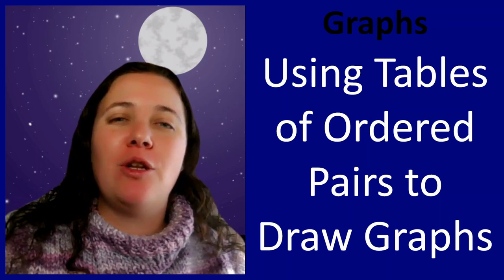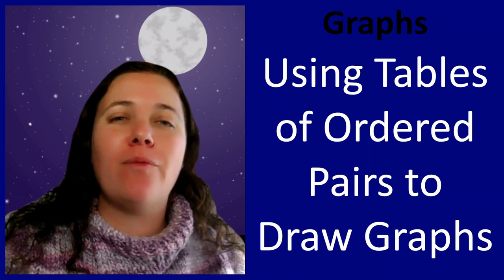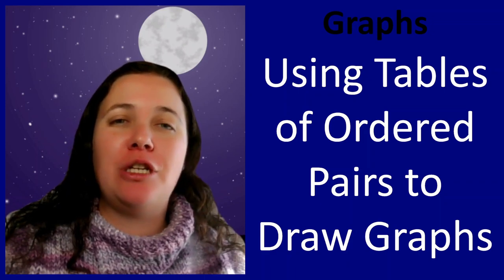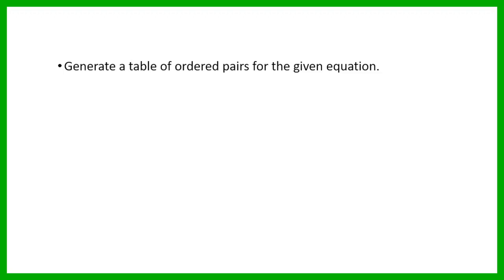In this video, we're going to be learning about how to use tables of ordered pairs to draw graphs. We're going to start off by taking a quick look at the process you need to follow when you're going to do this. So in order to use tables of ordered pairs to draw graphs, the first thing you need to do is generate a table of ordered pairs for the given equation. So you're going to be given an equation in the form of y equals 2x plus 3 or something along those lines, and you're going to need to generate a table of ordered pairs for that equation.